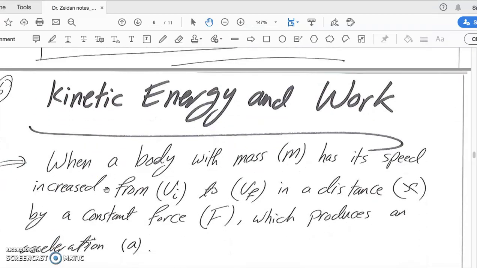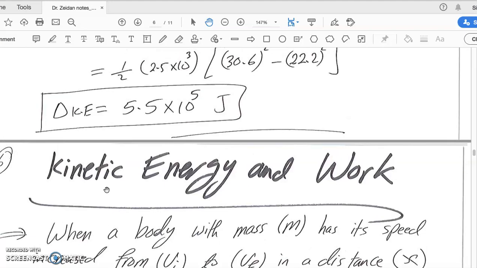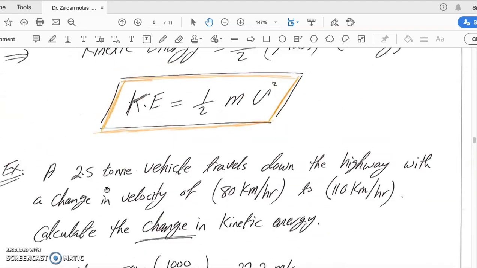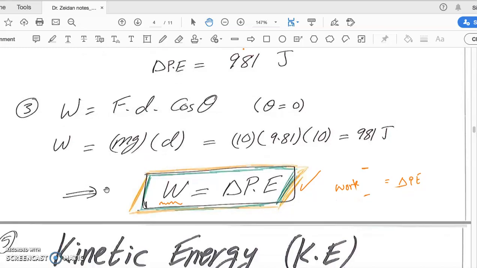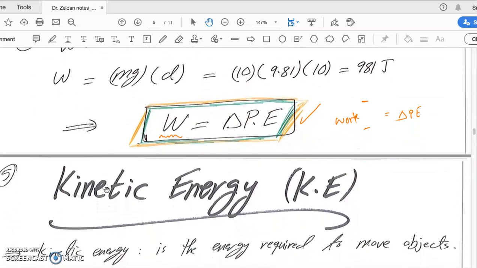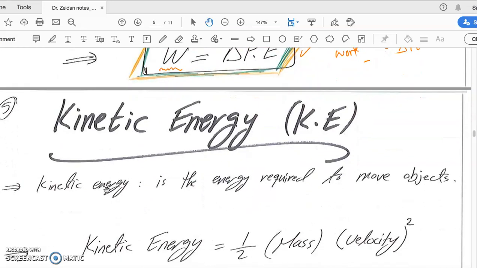All right. We're done with potential energy and the change in the potential energy and the relation between the work done on the object and the change in the potential energy of that object. All right. Now we will come to the kinetic energy.